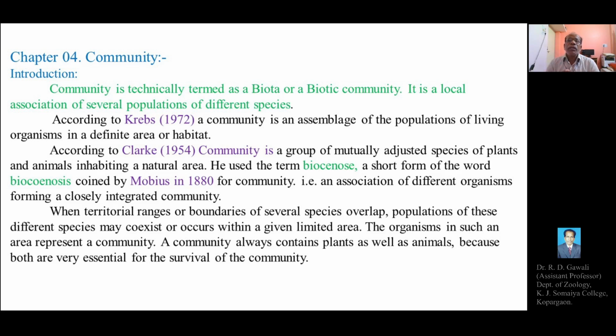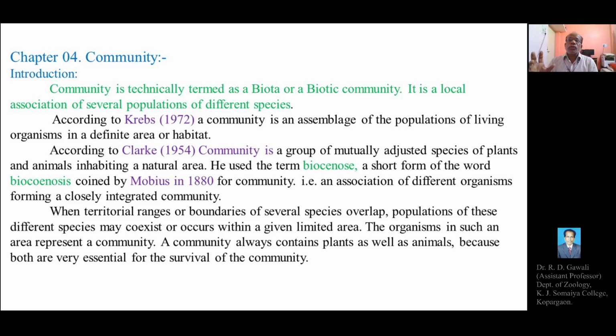So the definition of the community is quite simple: the respective habitat or a particular region or a limited area which comprises the biotic community, in the form of the total number of organisms belonging to different species or several populations. Population means the total number of individuals. The total number of individuals belonging to the same species is called a population, and the total number of organisms belonging to all the species is called a community.